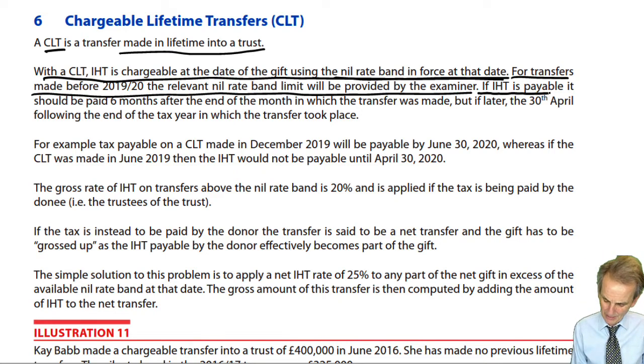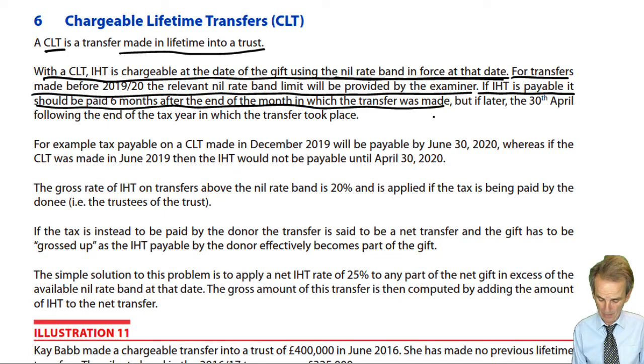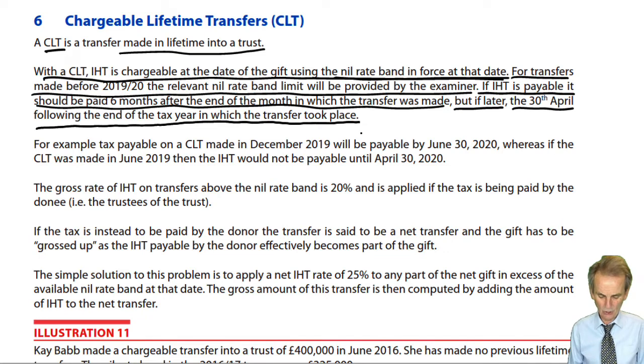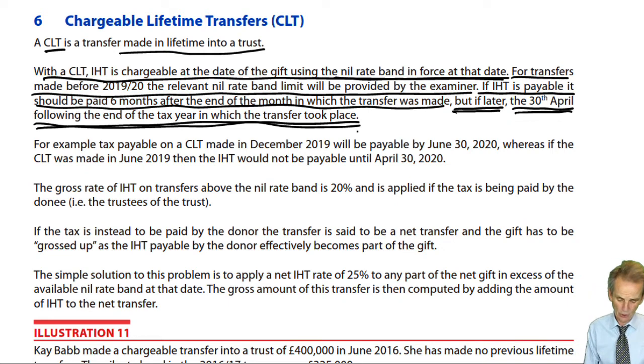If IHT is payable, it should be paid 6 months after the end of the month in which the transfer was made, but if later, the 30th of April following the end of the tax year in which the transfer took place. So a little example is provided here for us.